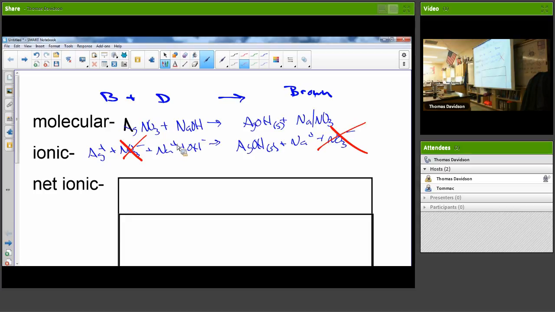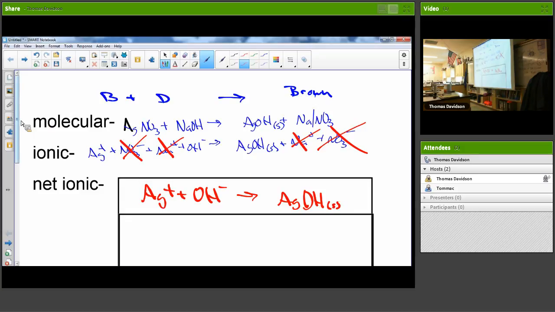Yeah, like if sodium was a 2, you'd put a 2 here. Yep. Right. All right, then those are my spectators. So what really happened in this beaker? Ag found OH minus, and they stuck together to make AgOH solid. That's what happened.